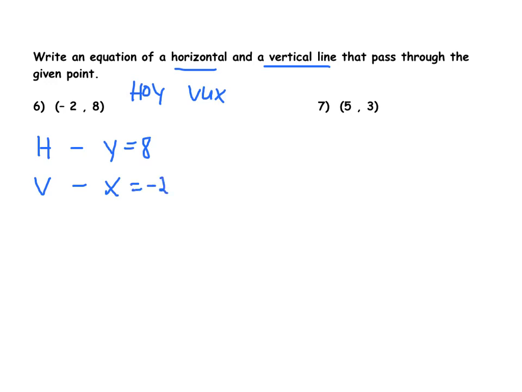Same over here on the right. You have a point 5, 3, so write that down. Your horizontal line would be y equals 3. And your vertical line would be x equals 5.